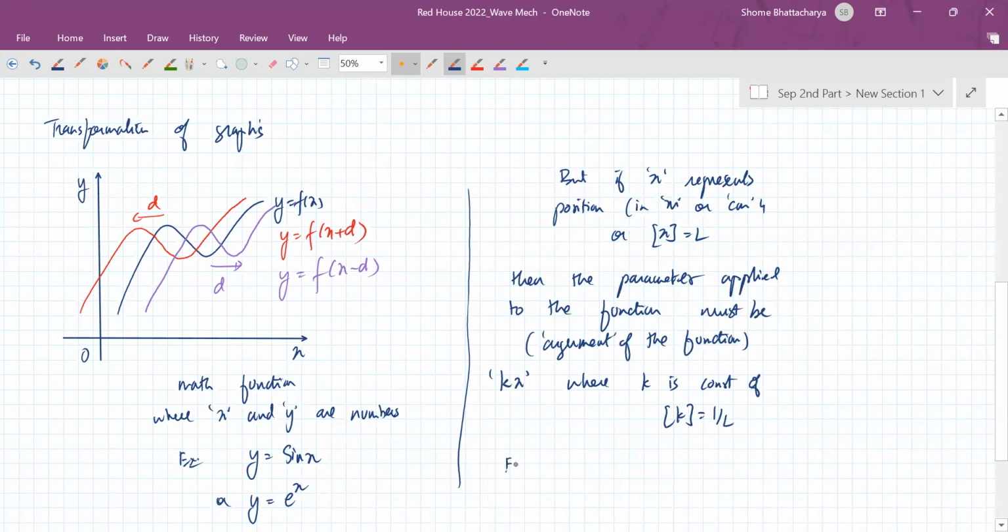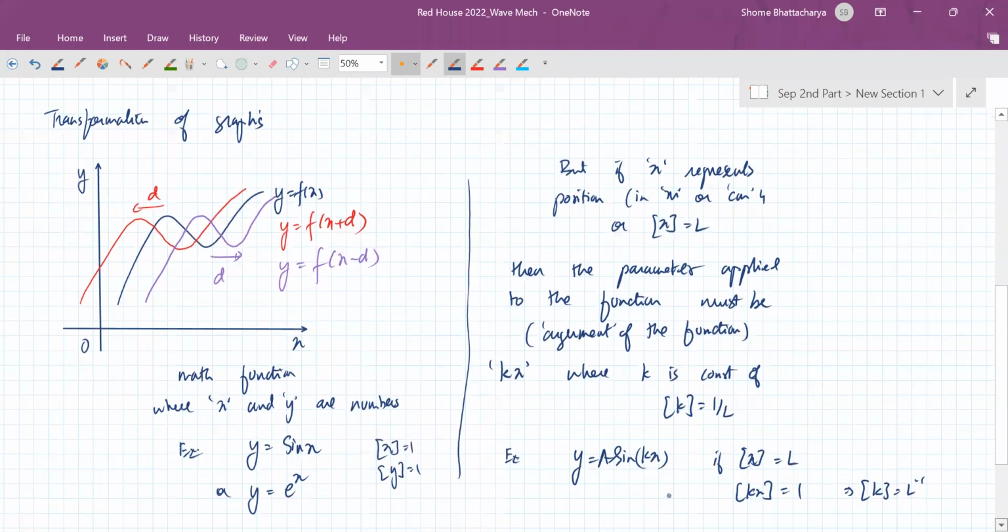So for example, y would have to be written as a sine kx if dimension of x is L. So dimension of kx must be 1. So k must be a constant having dimension L inverse. Because as you know from units and dimensions, we cannot operate the sine function directly on a quantity which has unit or dimension. It has to be applied on a quantity which is in radians or is dimensionless. Here x is dimensionless, it's a pure number.